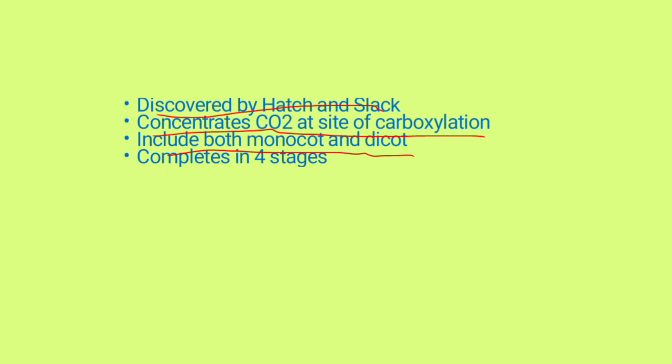In C4 plants, there are two distinct types of photosynthetic cells, that are bundle sheath cells and mesophyll cells. In bundle sheath cells and mesophyll cells, the basic C4 cycle completes in 4 stages.